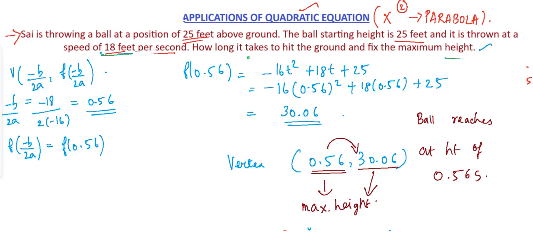These are the applications of the quadratic equation. So whenever I am throwing a ball from some height, if I know the speed at which the ball is thrown, very easily you can find the maximum height and the time it takes to hit the ground. This is the beauty of math.